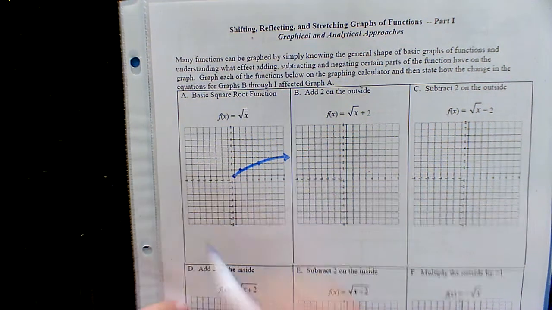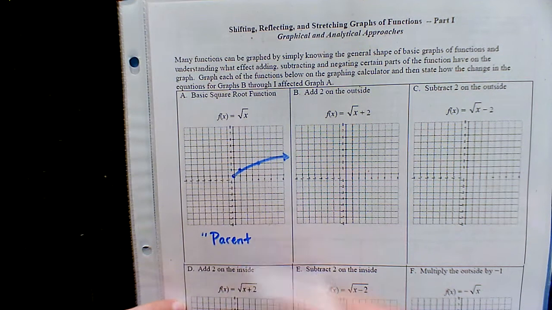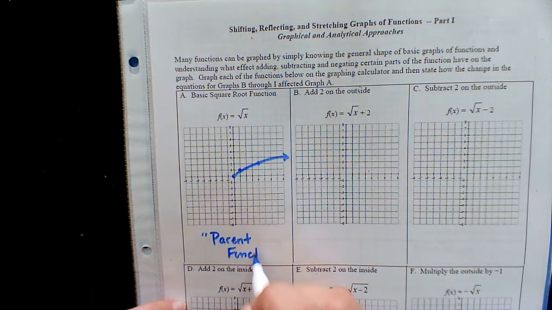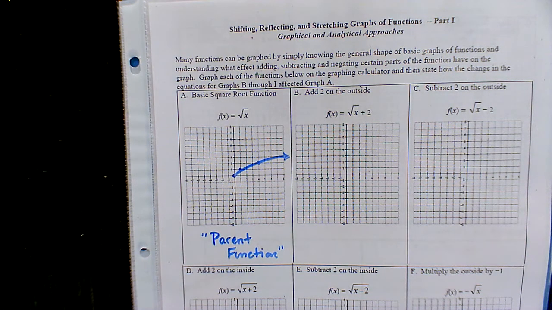So what we're going to call this square root graph is our parent function, the main graph that we start with. Based off of if we add something or subtract something, we're going to transform it. We're going to change it somehow. So this is referred to as the parent, whereas the transformations you can think of as children. They're slightly different in some aspect.